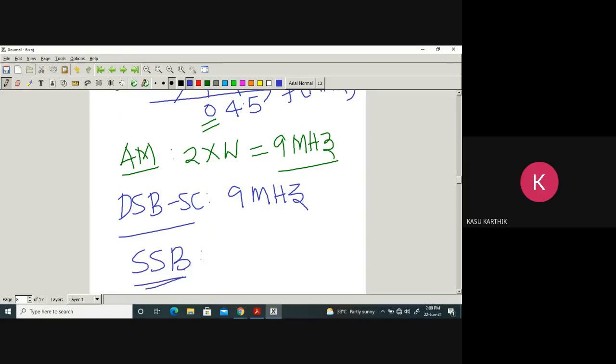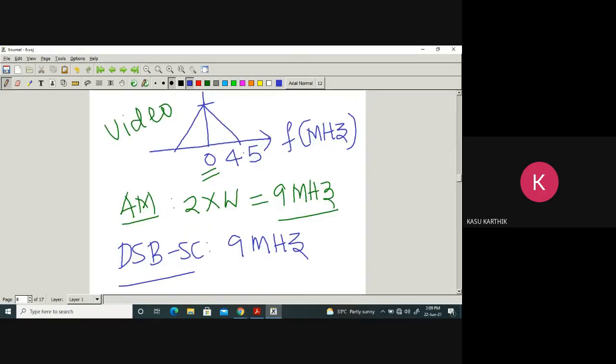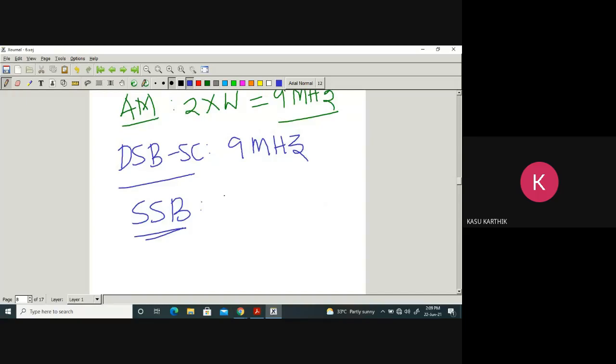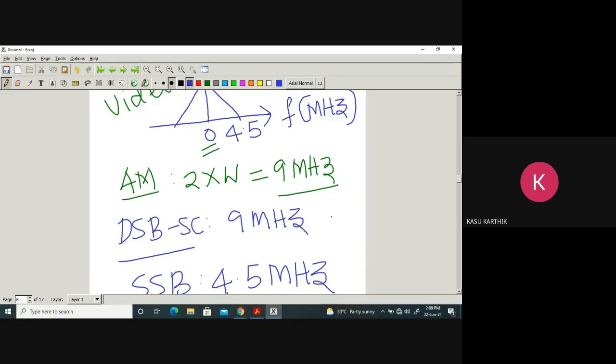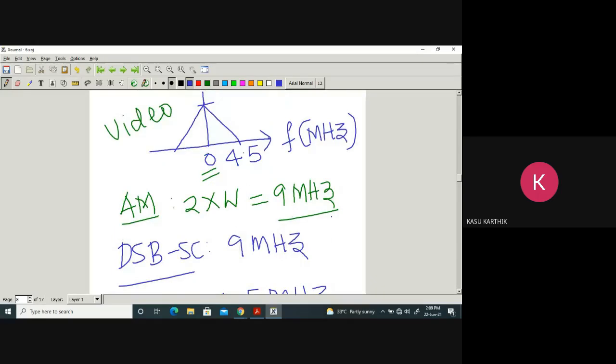If you use SSB, obviously SSB means only one sideband. That's why you only need 4.5 megahertz. It is good. But what's the problem? Why can't we transmit video signals using SSB modulation? Anyone?